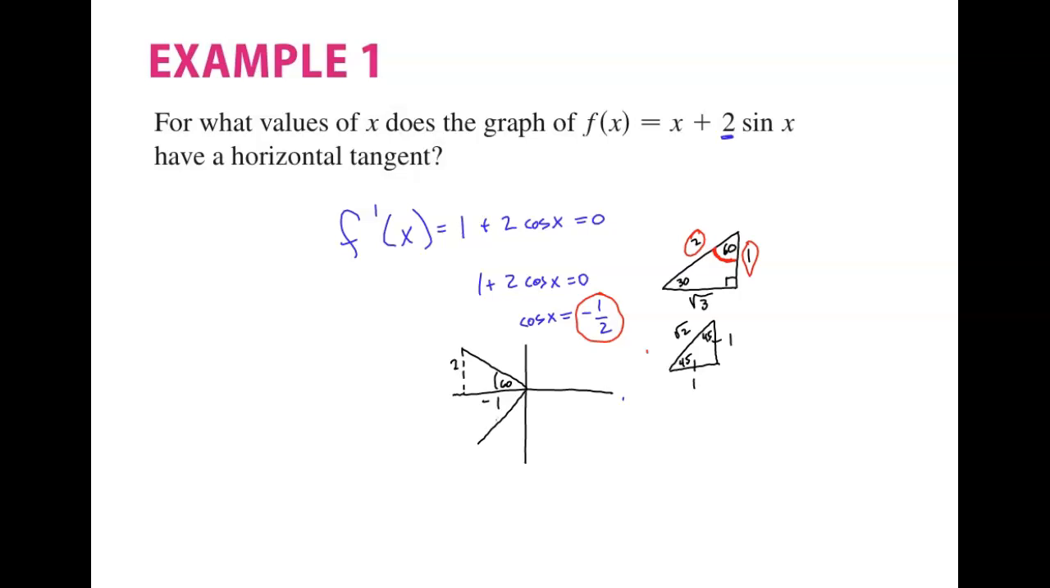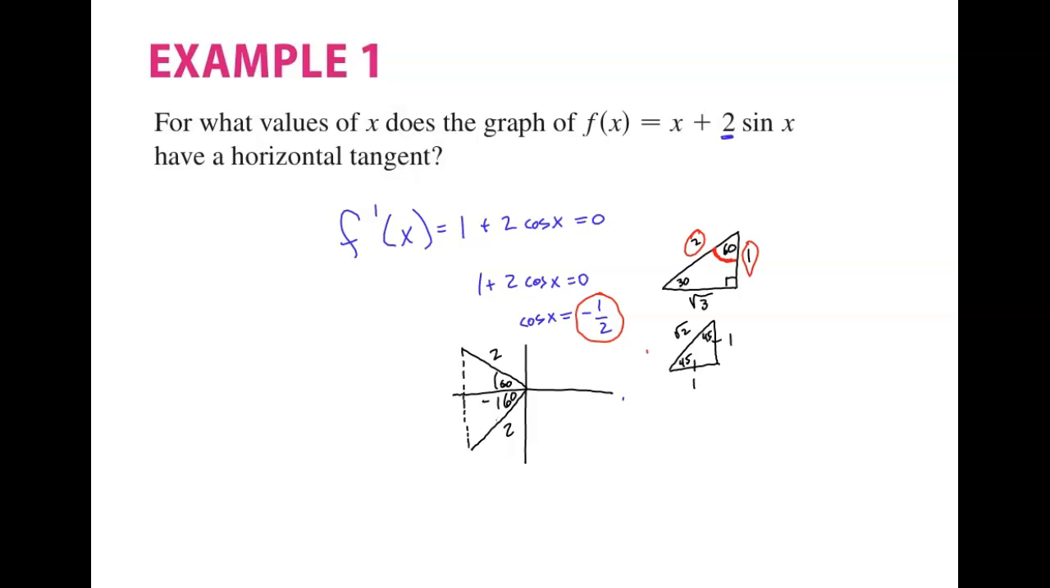And then there's also a triangle down here. Oh, I'm sorry. That's not 2. The hypotenuse is 2. Good.